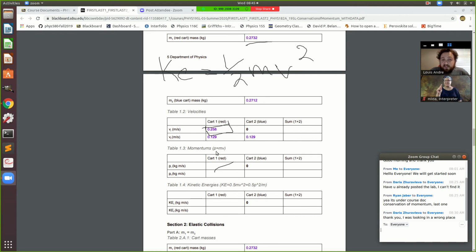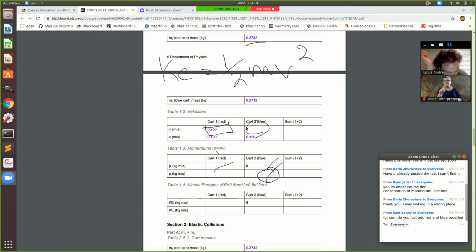Okay, so you can see that this box right here is P final for cart 2. So then you would have mass 2 times velocity. You'd have times this velocity here. Not that one, this one. Yeah. Okay.